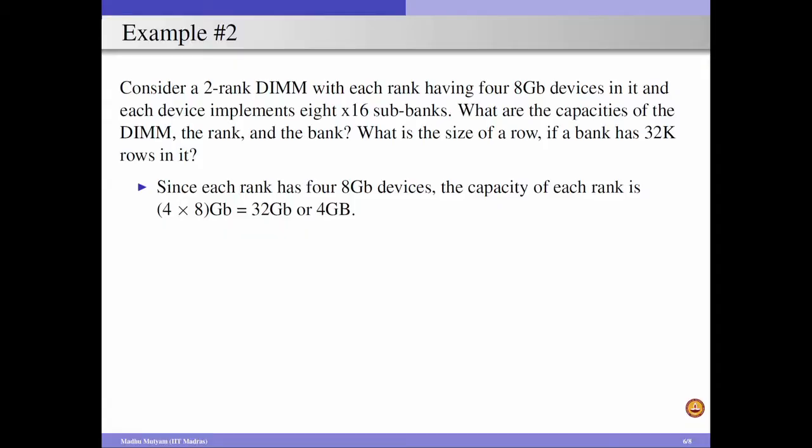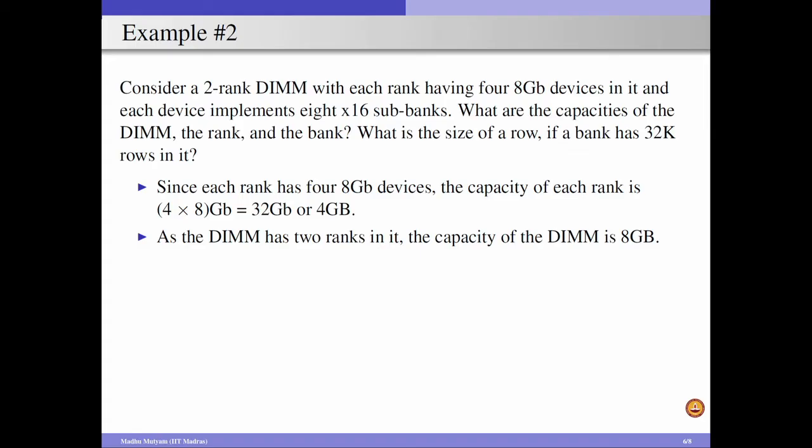So we need to find the size of the complete DIMM, the size of a rank, the size of a bank, and also the size of a row. We know that the DIMM consists of 2 ranks, and each rank has 4 8-gigabit devices. So the capacity of each rank is 4 times 8 gigabits, which is equal to 32 gigabits or 4 gigabytes of space. And because a DIMM consists of 2 ranks, the capacity of the DIMM is twice the capacity of a rank, which is 8 GB.